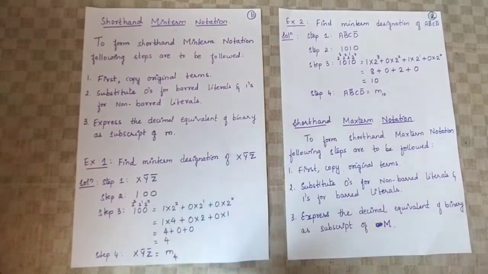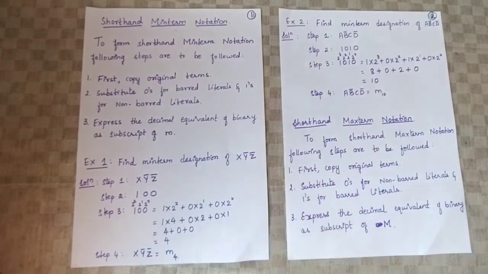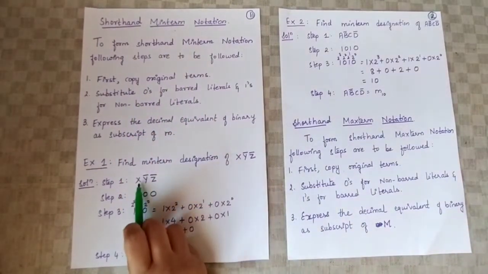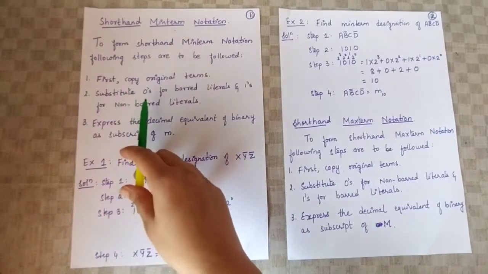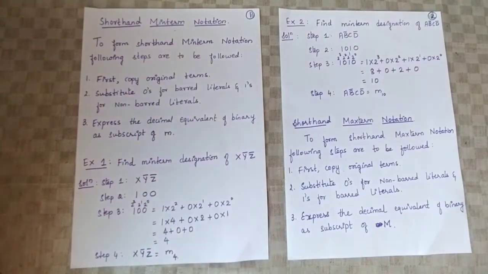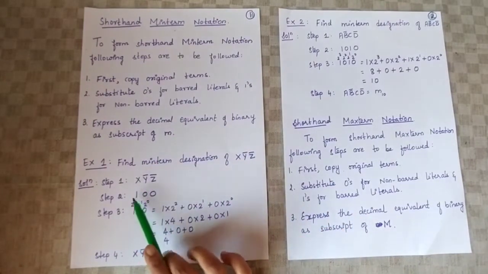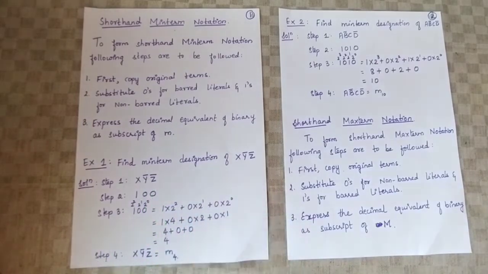Find the min-term designation of x, y complement, z complement. So according to this, what is the first step? It says copy the original term. So we have taken the original term x, y complement, z complement. Next, it says substitute zeros for barred literals, ones for non-barred literals. So here you have x, it is non-barred, so write 1. y and z are barred literals, so write 0 and 0 for y complement and z complement.